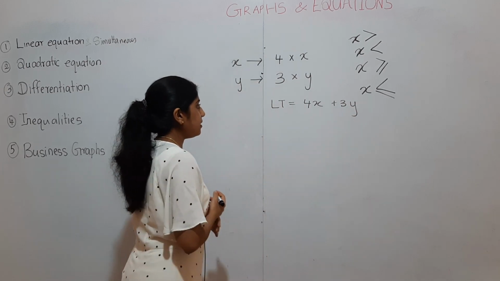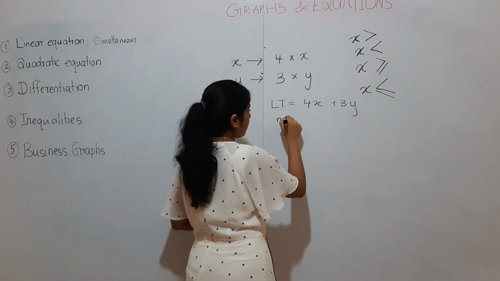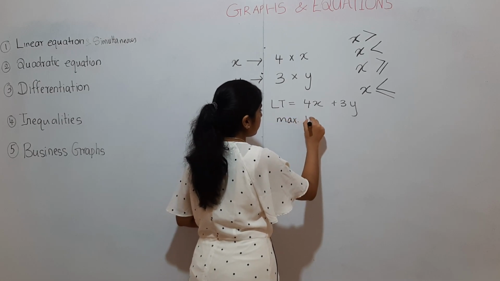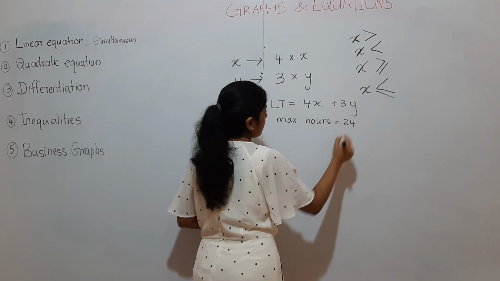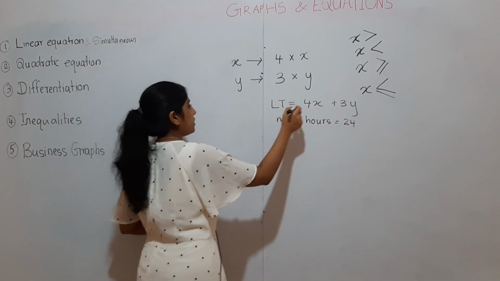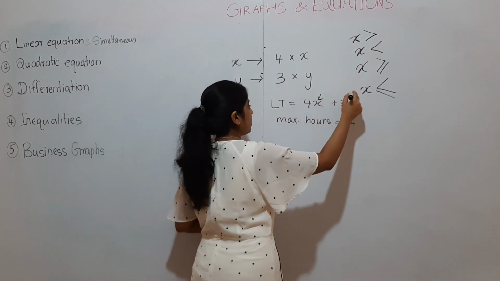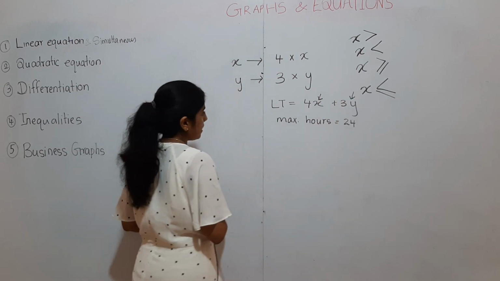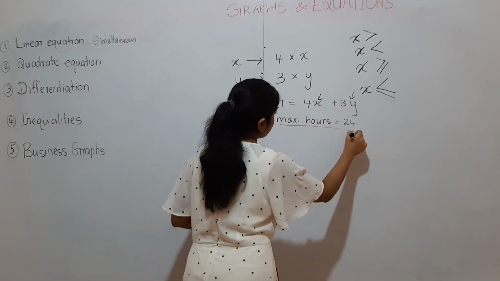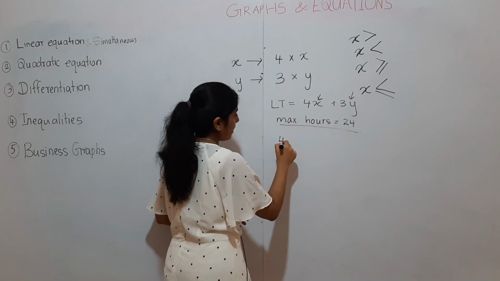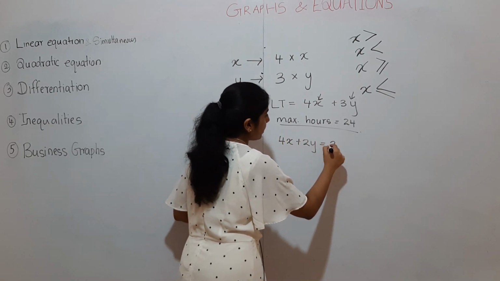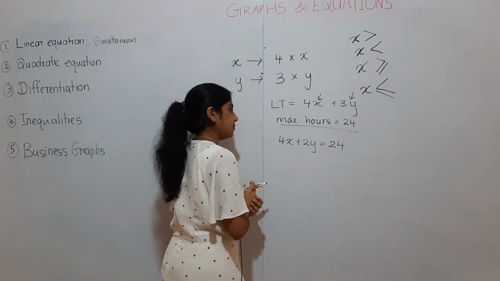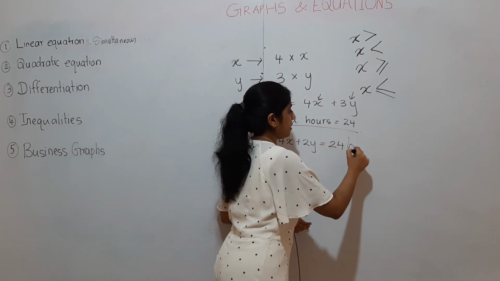Then they are saying the maximum number of hours they could work is 24 hours. And 2 people are working, one person working on X and one on Y. So if the maximum is 24 hours, we can say 4x plus 3y should be equal to 24 hours.